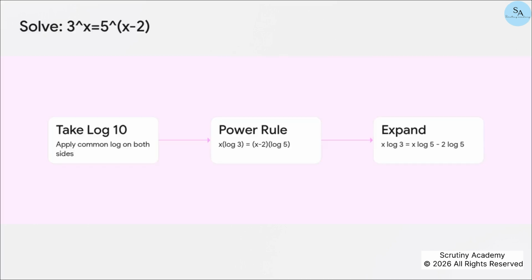Let's do it. Step 1, we take log base 10 on both sides. Step 2, use the power rule to drop those exponents down. We get x times log 3 on the left and the entire expression (x minus 2) times log 5 on the right. Step 3, we expand the right side. We just distribute that log 5 into the bracket exactly like we would with a normal number. So it becomes x times log 5 minus 2 times log 5.